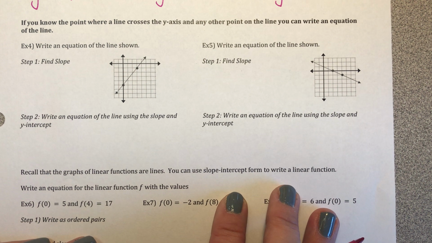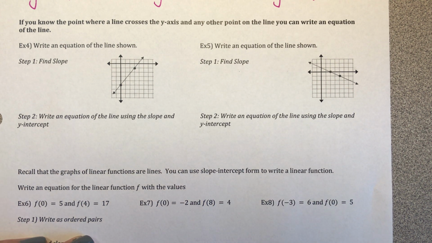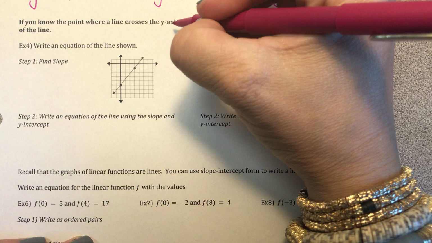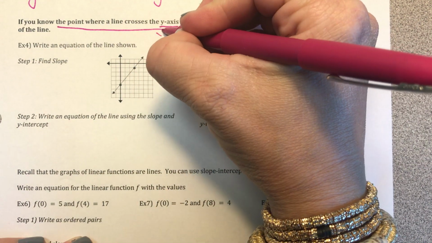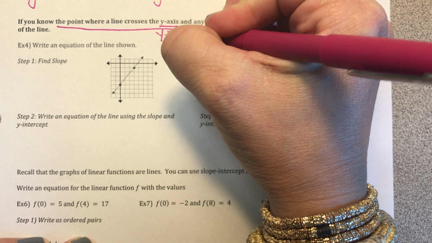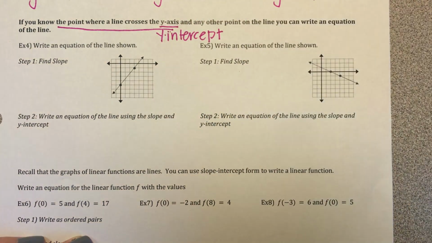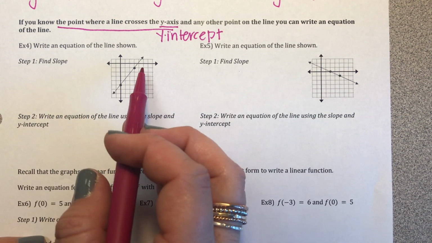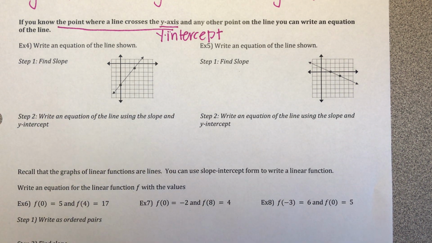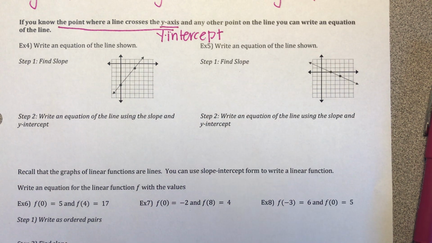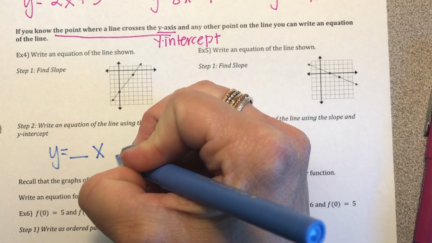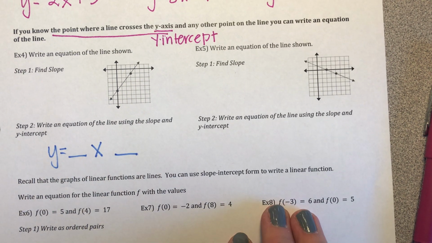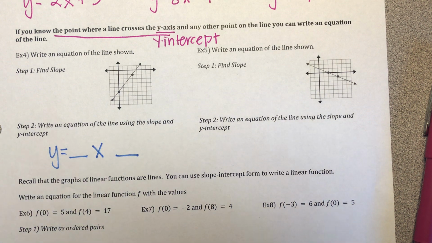On the next section, it says, if you know the point where a line crosses the y-axis, which remember is called the y-intercept, and any other point on the line, you can write an equation. So step 1 is to find the slope. Let's come down here, and I'm going to write y equals blank x and then another blank. The first thing we want to do is find the slope.